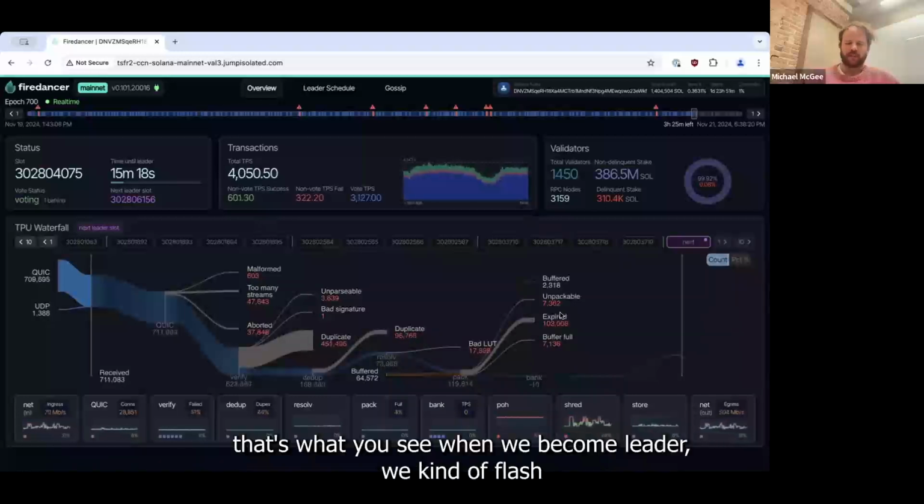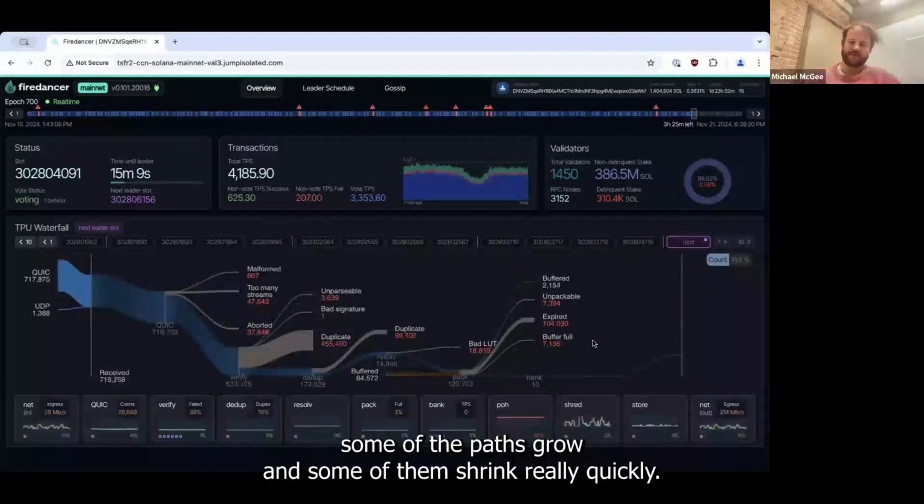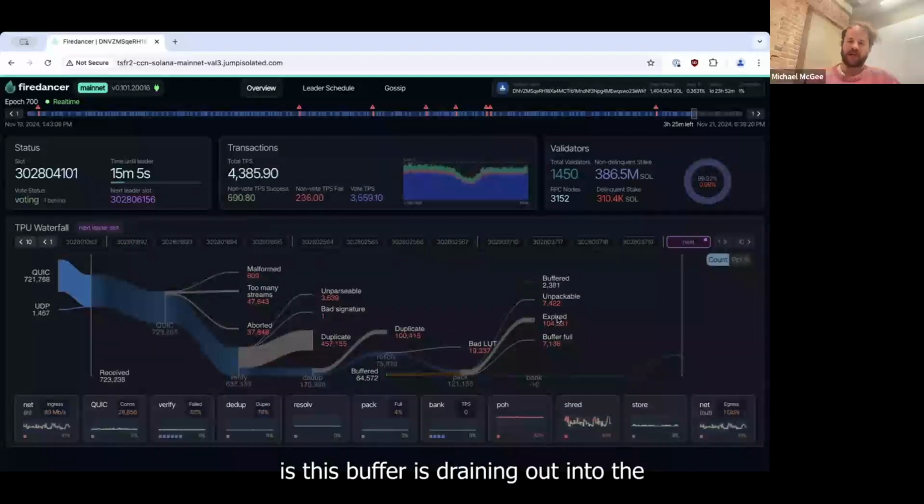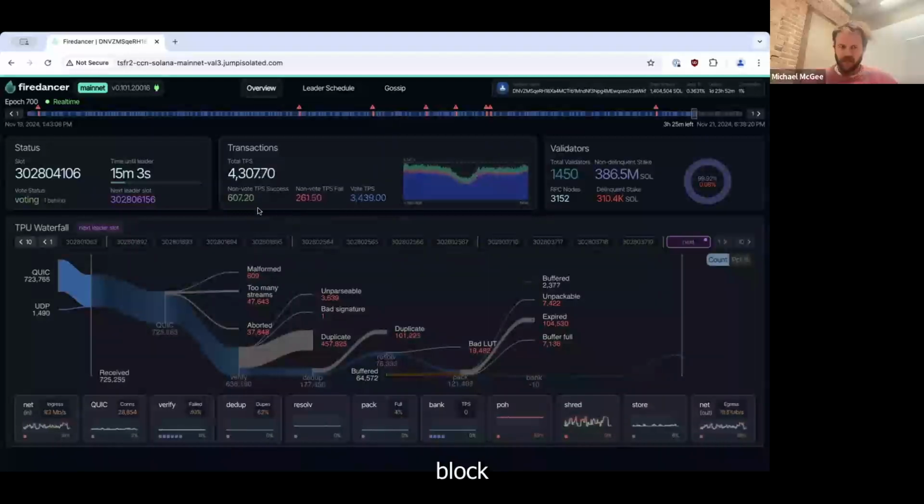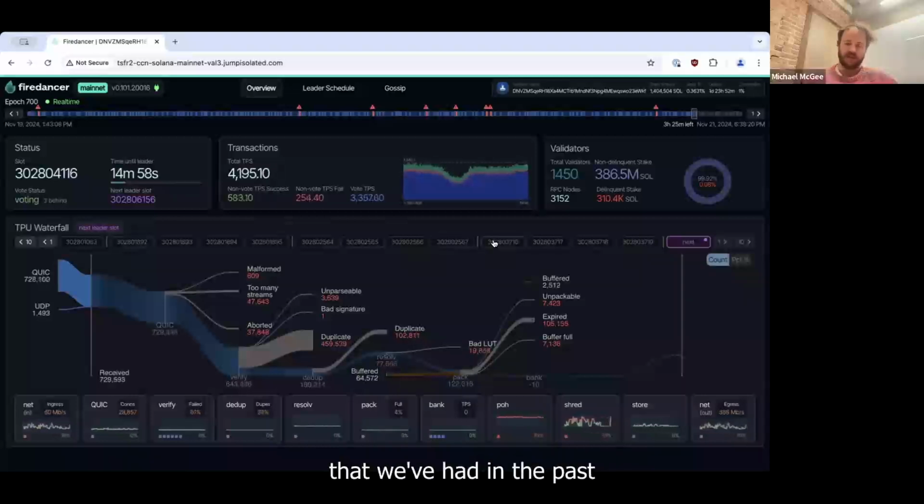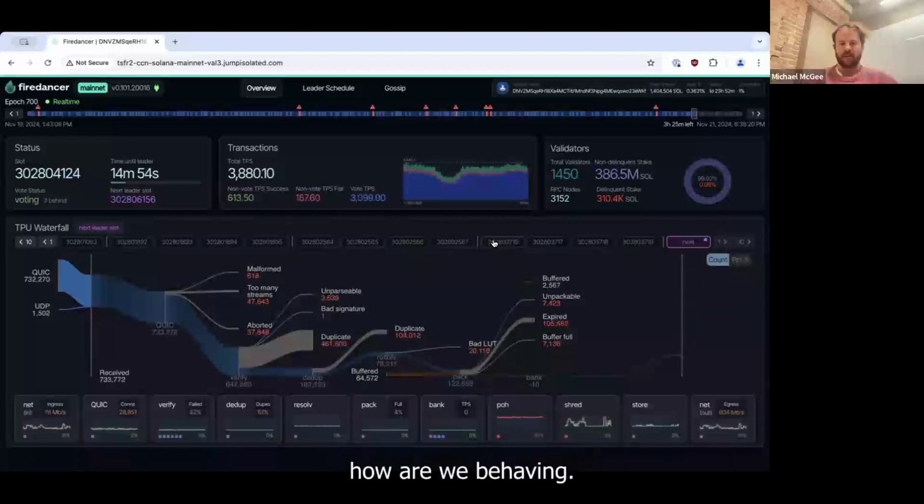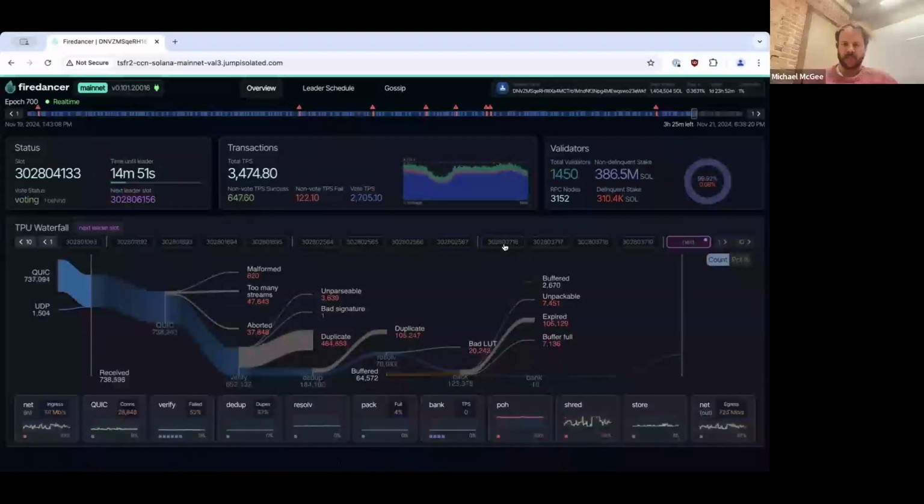And so that's what you see when we become leader. We flash the diagram here. Some of the paths grow and some of them shrink really quickly. What's really happening is this buffer is draining out into the block. And so that's why we have all the different slots here. These are our leader slots that we've had in the past. And we can go and view what happened in the past, how are we behaving? So let's take these last 4 leader slots we looked at.